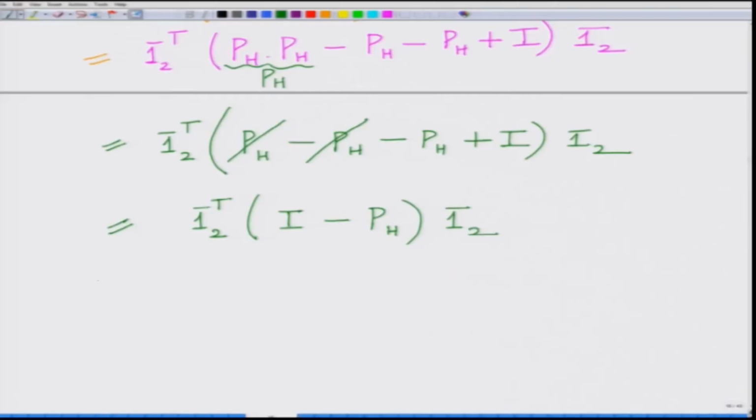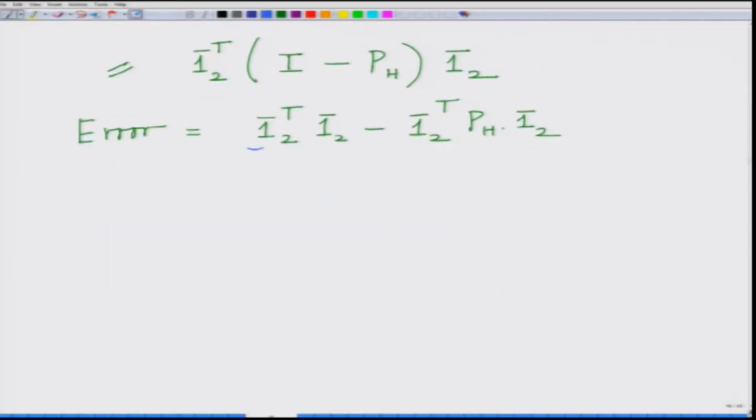In fact, we can now simplify this as the error is equal to 1 bar 2 transpose into identity into 1 bar 2, which is 1 bar 2 transpose 1 bar 2, minus 1 bar 2 transpose P_H times 1 bar 2. Now, let us explore these quantities. This quantity 1 bar 2 transpose 1 bar 2 is the row vector 0 0 1 0 times the column vector 0 0 1 0, which is basically equal to 1.